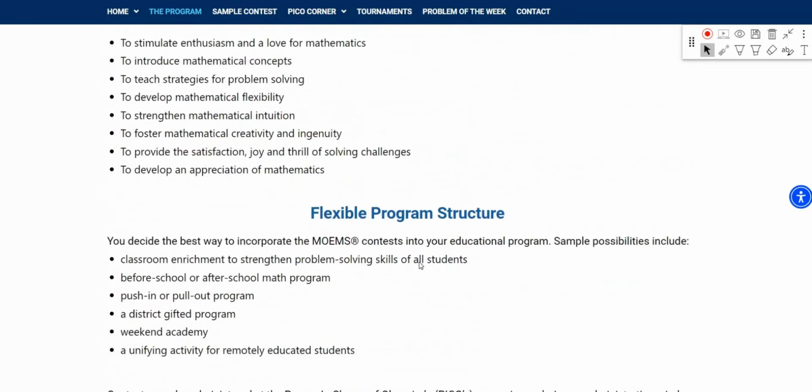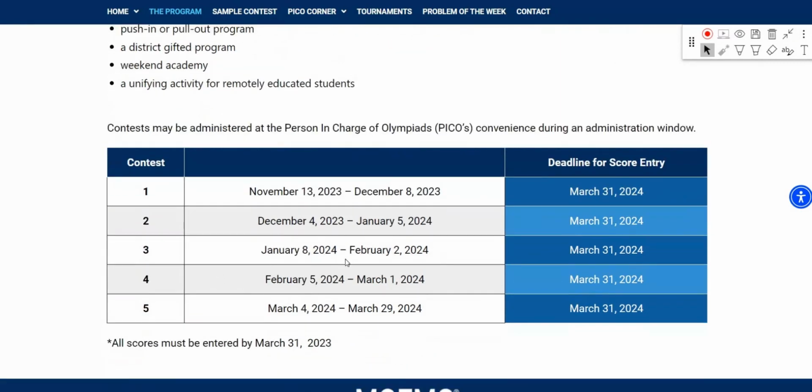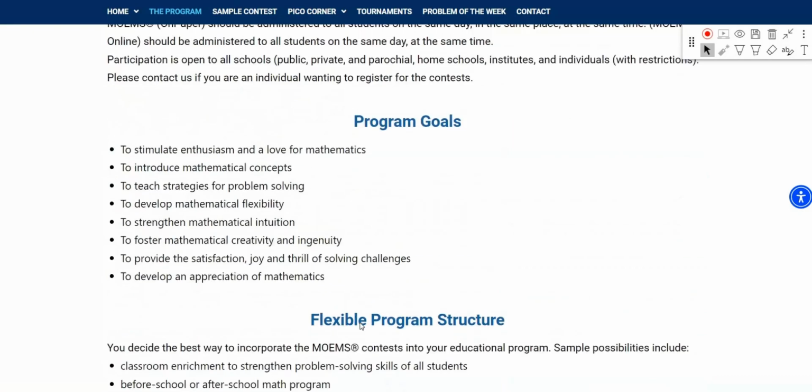This is how the program goes. For conducting the exam, there will be one PCO. PCOs are persons in charge of Olympiads in the various schools, and monthly tests. You see the last one, January 8 to February 2nd, that was a span in which that exam had to be conducted in the school. The recent exam was conducted from March 4th to March 29th, 2024. In that slot, the exam has to be conducted in one go in all the schools, and the result should be published by the school by March 31st. So this is about this.